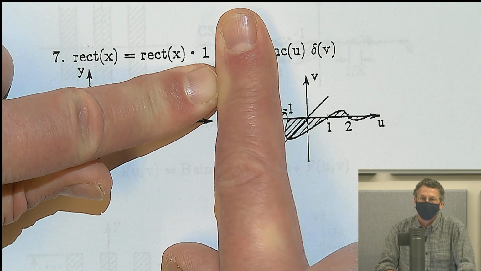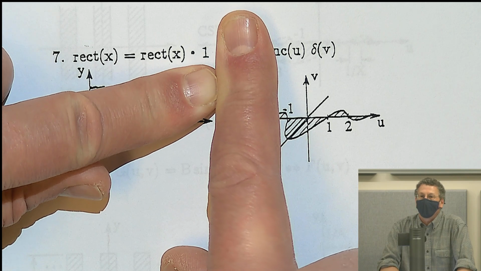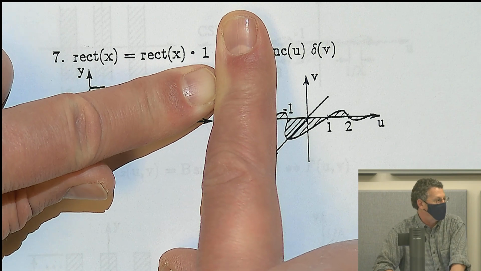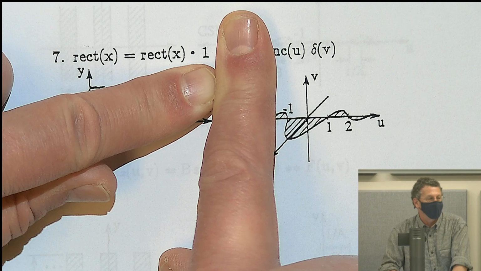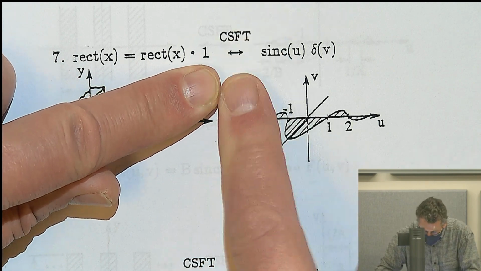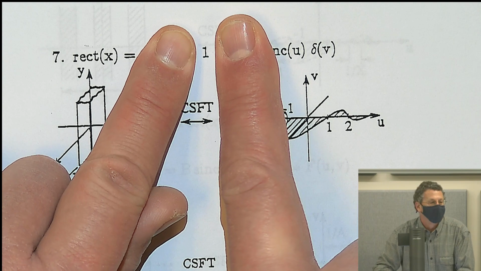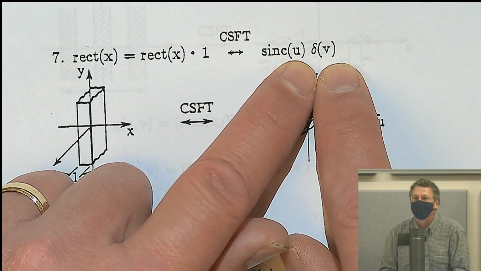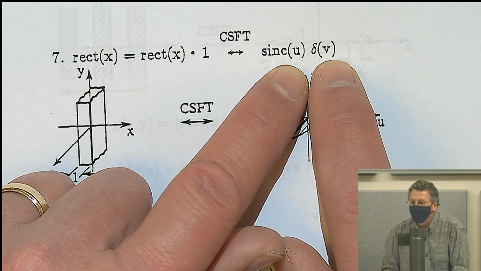The function of y is just 1. So if I take the Fourier transform, what's the Fourier transform of rect? Everybody should know this. You fall out of bed in the morning, you should be able to say sinc, right? Rect goes to sinc, sinc goes to rect. So the Fourier transform of the rect is the sinc. What's the Fourier transform of 1? Delta. So this is going to be a sinc times a delta. But the sinc is in U, and the delta is in B.